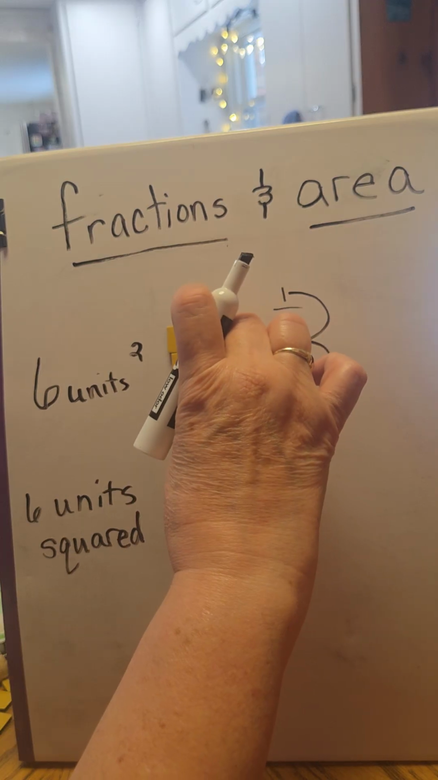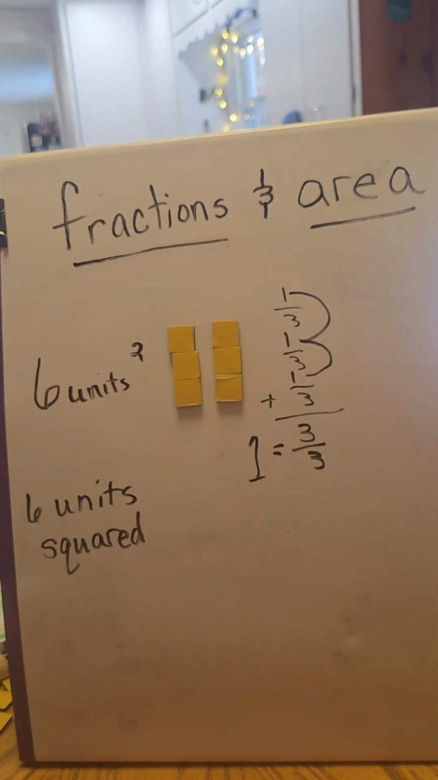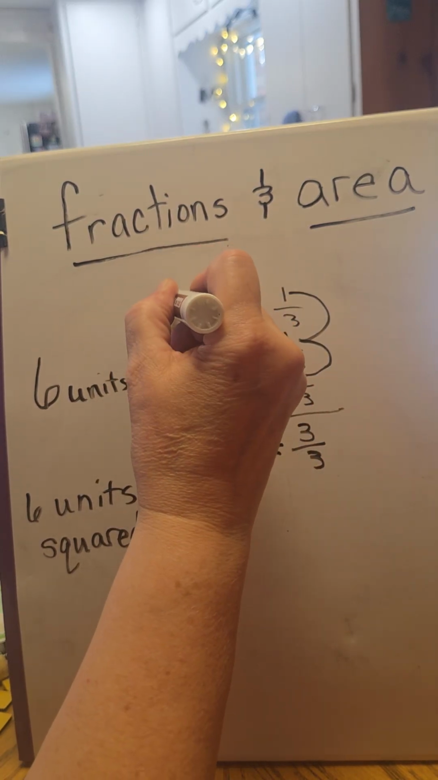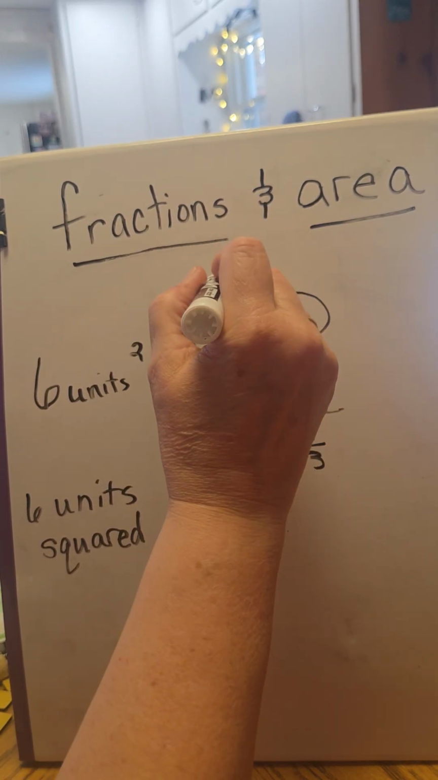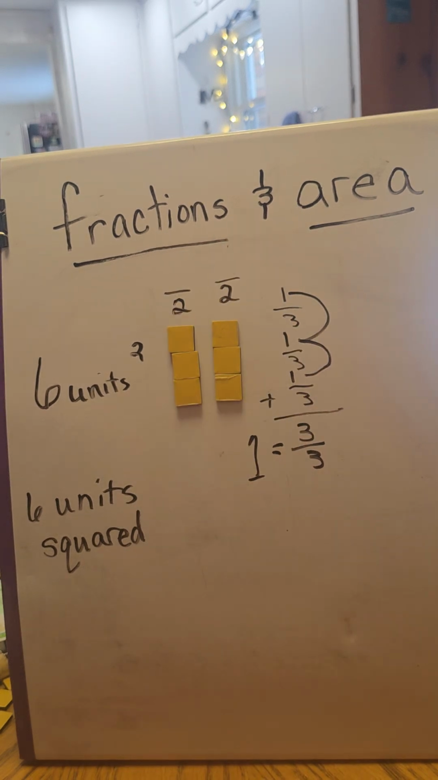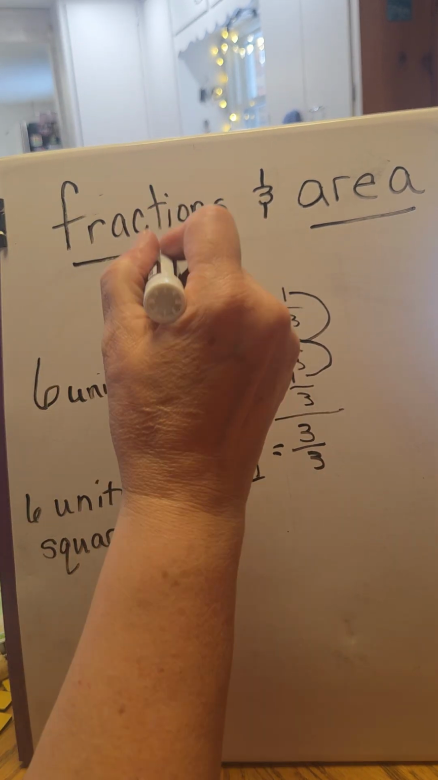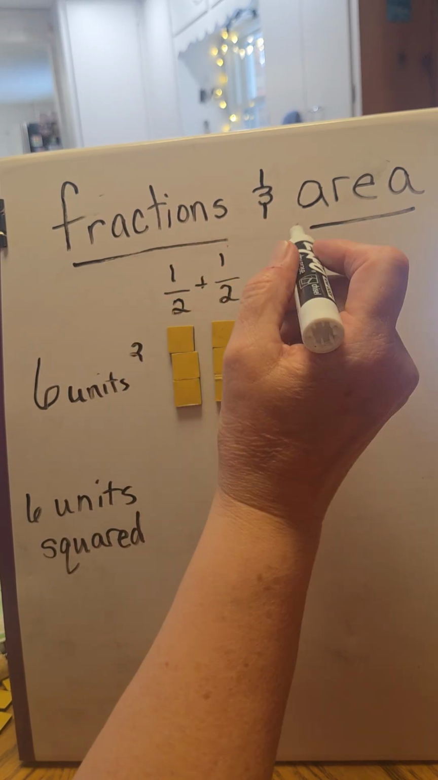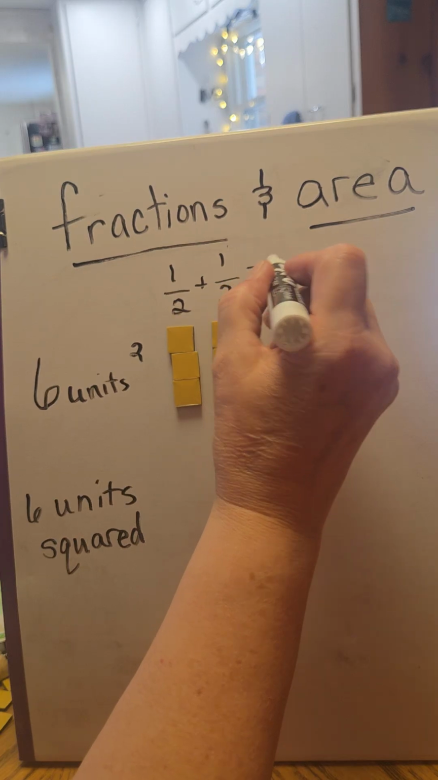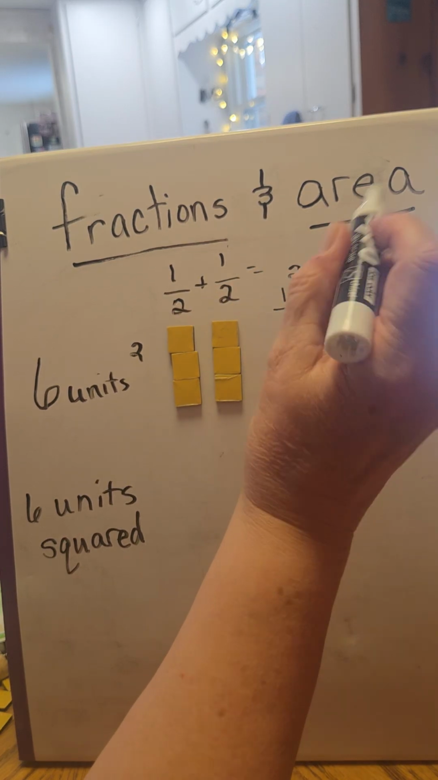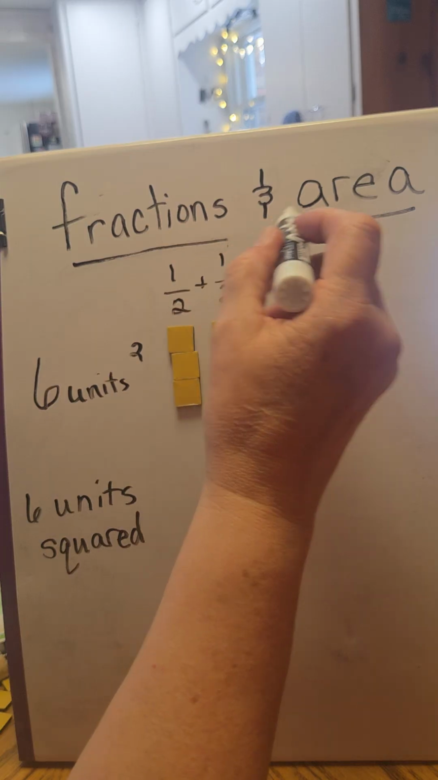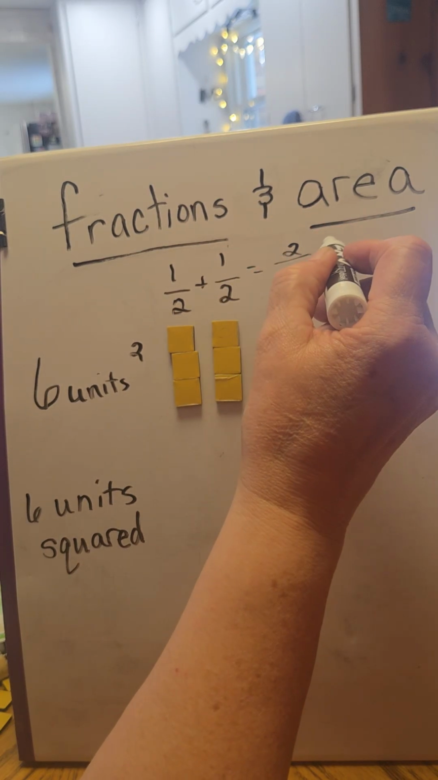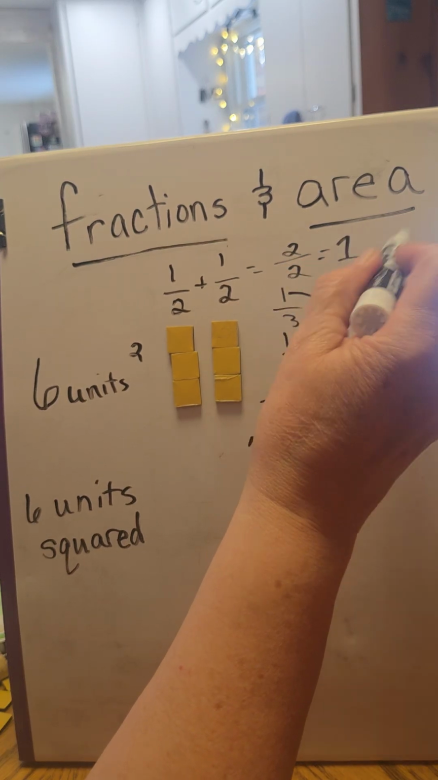Partition has the word part in it. This way. All right, so how many groups do I have here? I have 2, so that goes on the bottom of my fraction. The bottom of the fraction always tells you how many. You have 1 here and you have 1 here. If you add those together, well, you always keep the bottom. So now we're talking about halves. And 1 plus 1 is 2. 2 halves, which is the same as saying 1.